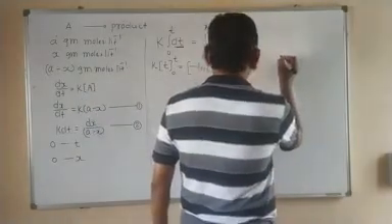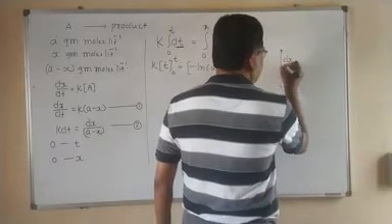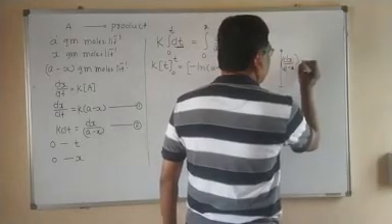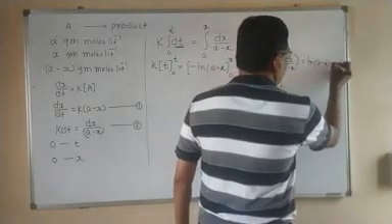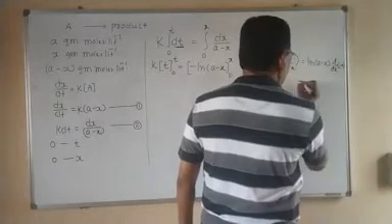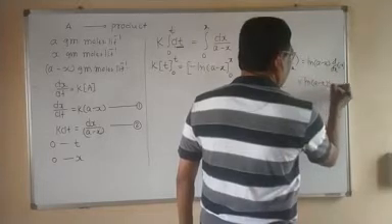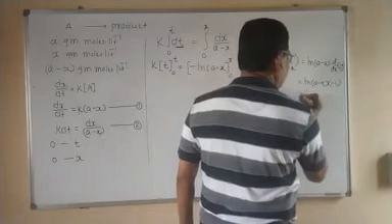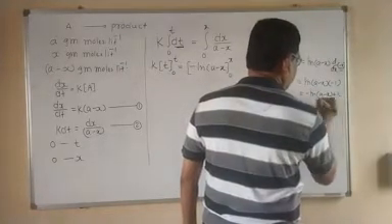Alright, integration of dx over a minus x is ln of a minus x into the derivative of a minus x with respect to x. It is ln of a minus x into minus 1. Therefore it is minus ln of a minus x plus the constant of integration.